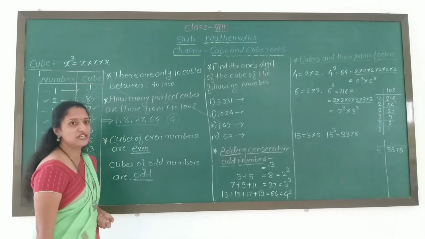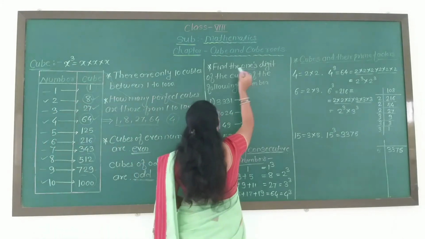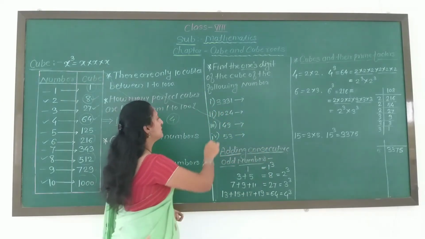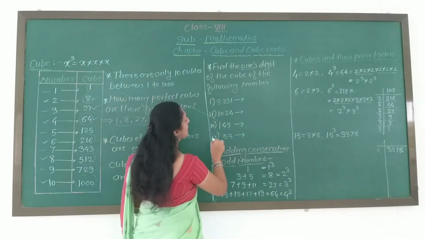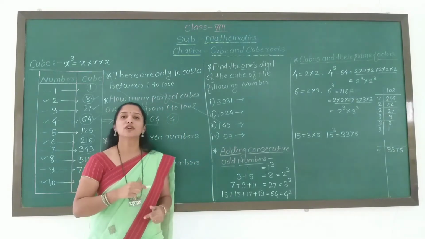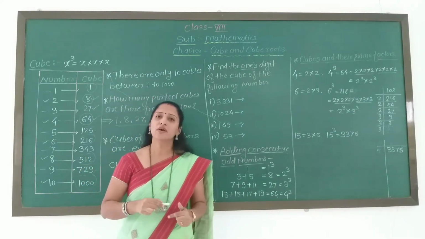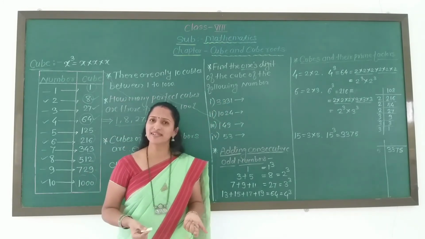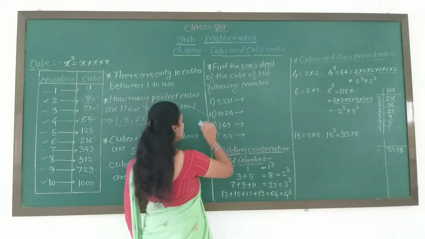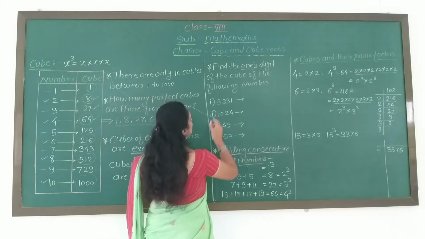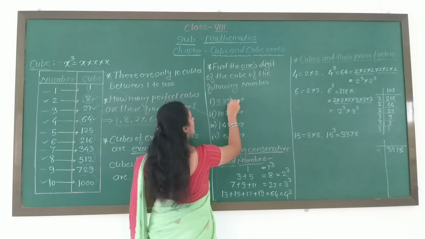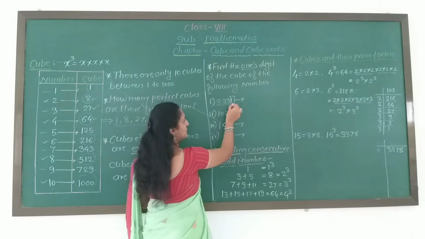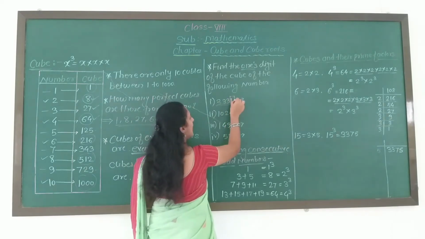Find the ones digit. You have to find the ones digit of the cube of the following numbers. Okay, here some numbers are given and we have to find the ones digit of the cube of these numbers. So it's simple. How can we find this? Yes. Look at this number. Our first number is 3331. Right? And 1 is in the unit place. Okay. This number contains 1 at the unit place.